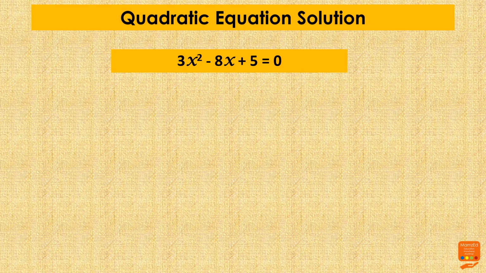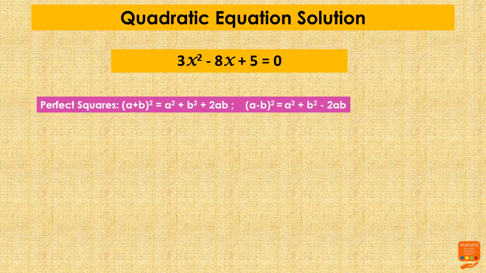with the perfect squares. So we know there are two common perfect squares, (a plus b) squared, which is equal to a squared plus b squared plus 2ab, and (a minus b) squared, which is equal to a squared plus b squared minus 2ab. In the case of our given equation, it resembles more a squared plus b squared minus 2ab. And why does it resemble this? This is because there is a minus in front of 8x.